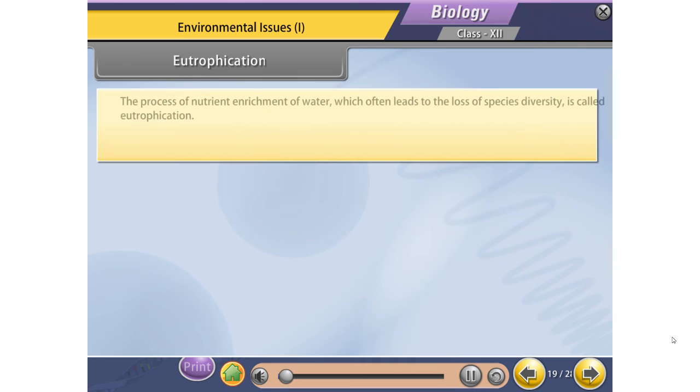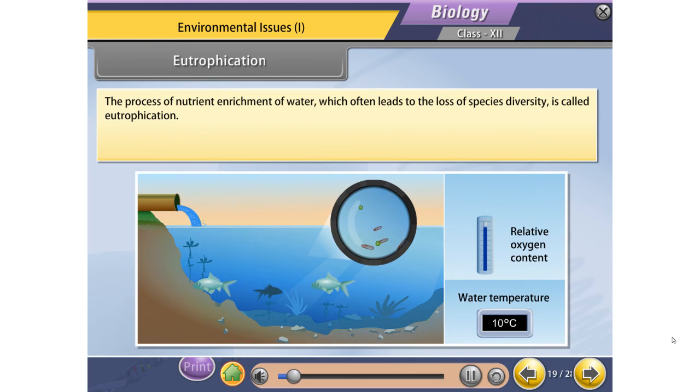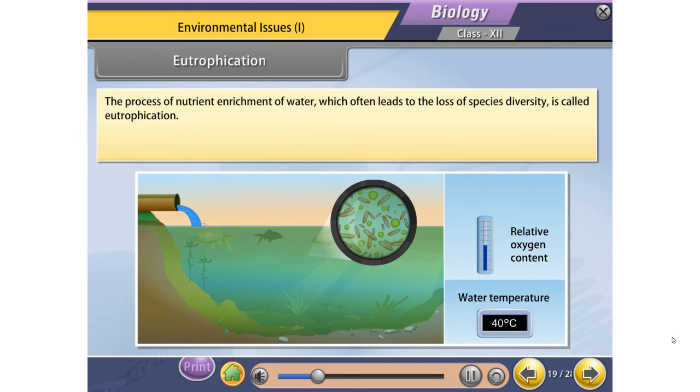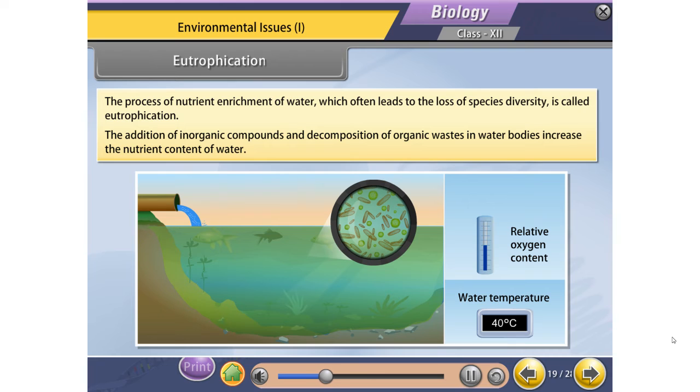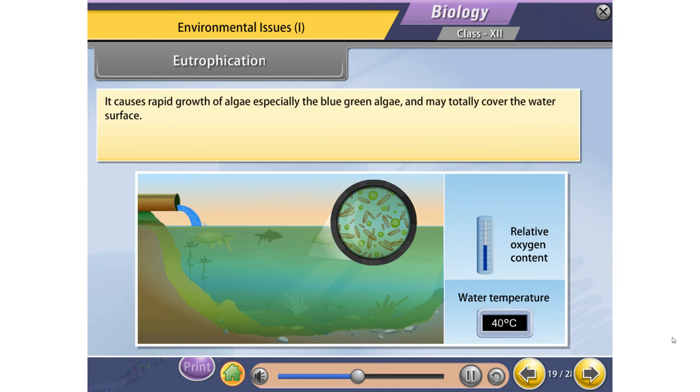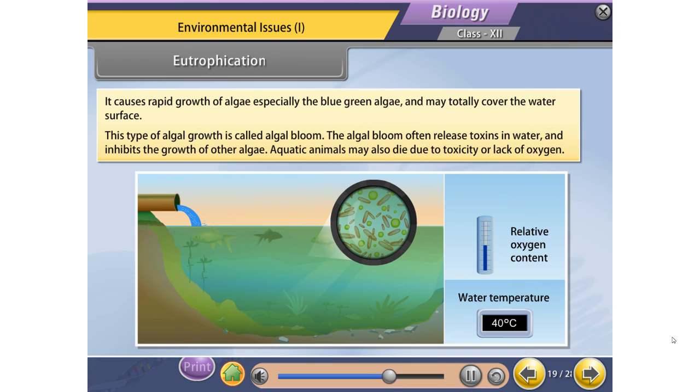Eutrophication. The process of nutrient enrichment of water, which often leads to the loss of species diversity, is called eutrophication. The addition of inorganic compounds and decomposition of organic wastes in water bodies increase the nutrient content of water. It causes rapid growth of algae, especially the blue-green algae, and may totally cover the water surface. This type of algal growth is called algal bloom.